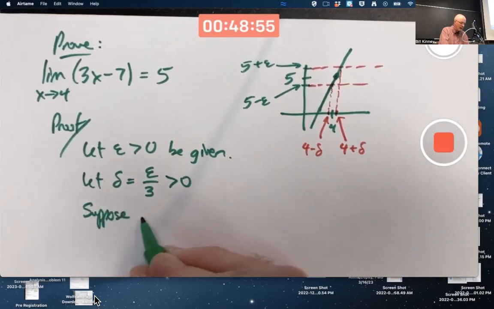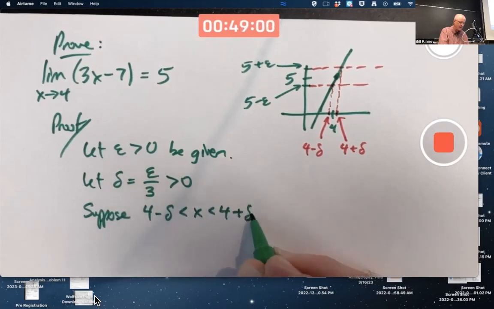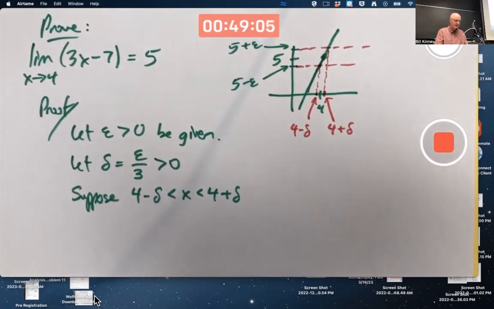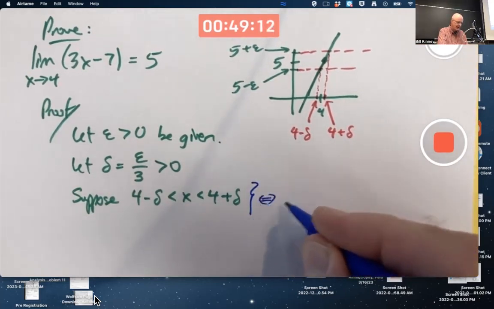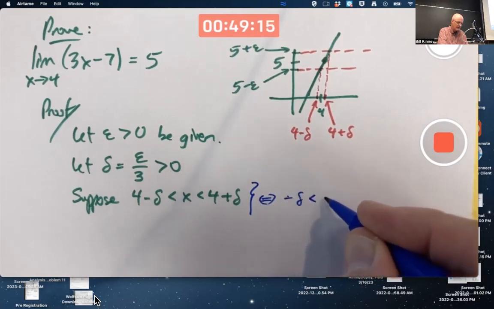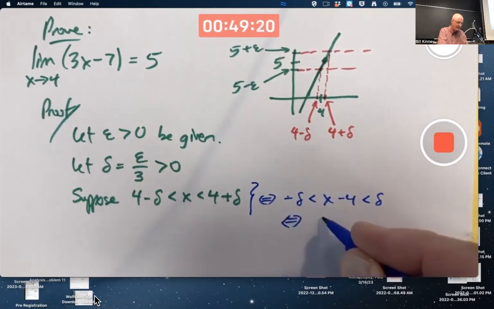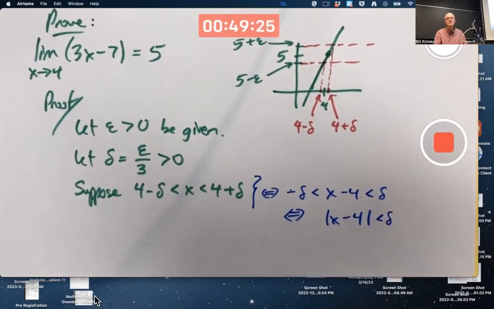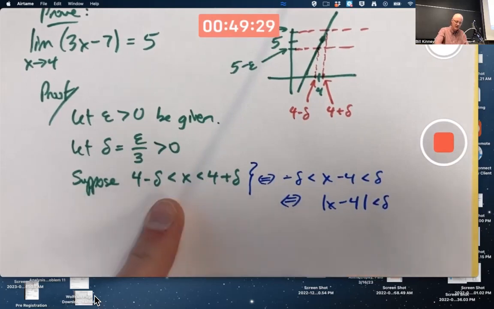Suppose x is between 4 minus delta and 4 plus delta. So x is in this tiny little interval somewhere. By the way, people will often write this using absolute value notation. This is equivalent to saying x minus 4 is between negative delta and positive delta, which is equivalent to saying the absolute value of x minus 4 is less than delta. This is a shorthand notation that people will commonly use, but this is good enough.